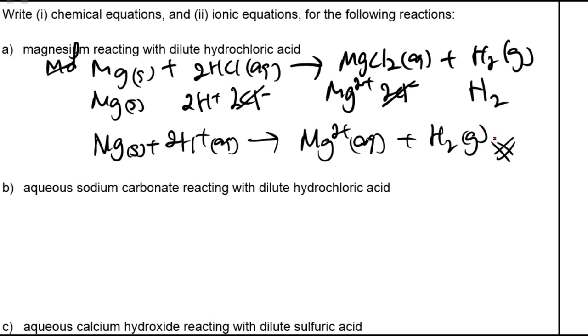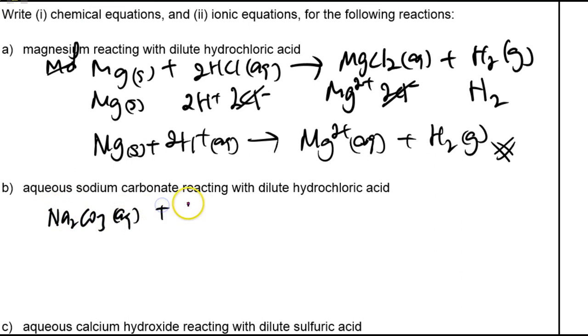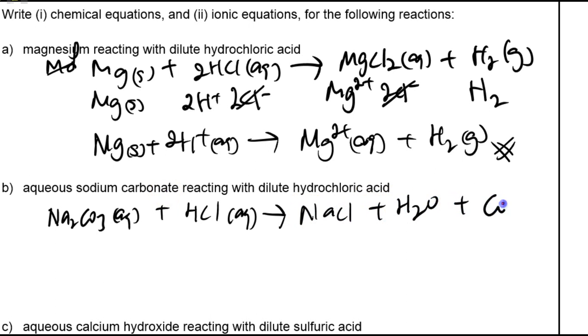Let's go on to part B. For part B, we have sodium carbonate in the aqueous state reacting with dilute HCl, aqueous as well. So this is an acid carbonate reaction. It will give us salt plus water plus carbon dioxide.